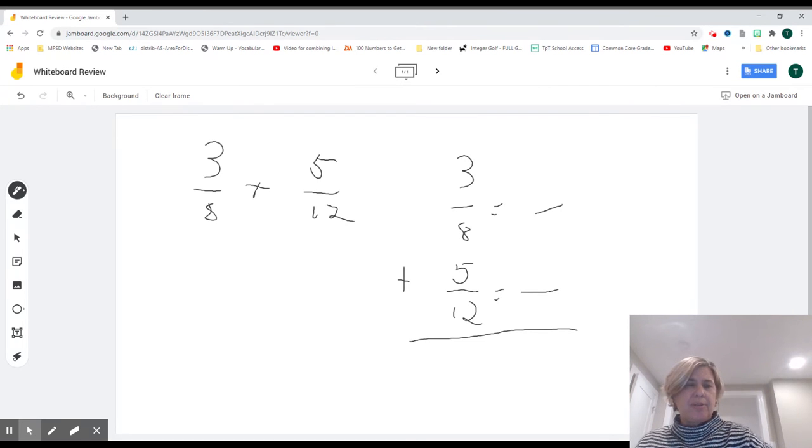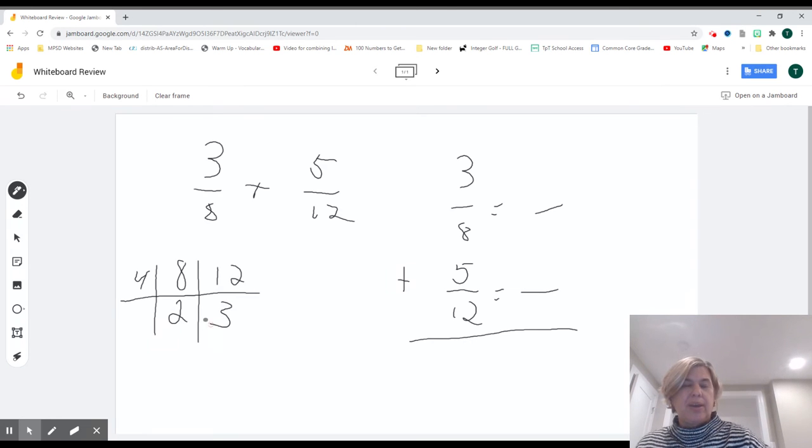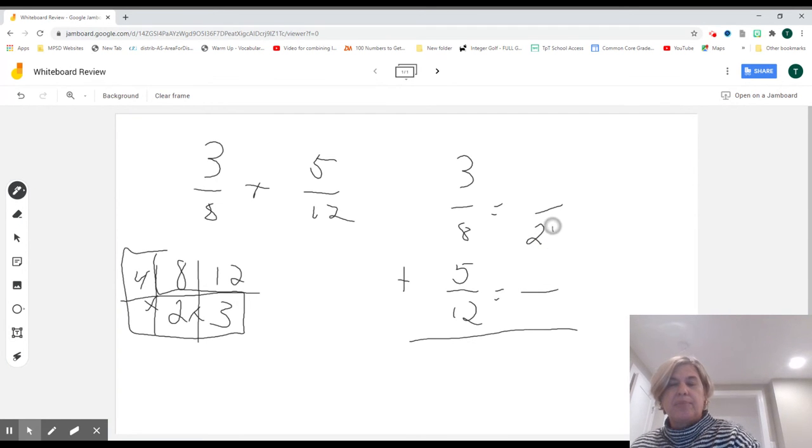So using my ladder method, if I have my numbers 8 and 12, I'm going to look and find my common factors of 8 and 12. So I see 4. So 8 divided by 4 is 2, and 12 divided by 4 is 3. So remember my least common multiple, I make my L, and I know that my least common multiple is 4 times 2, which is 8, times 3, which is 24. So I'm going to go ahead and write 24 as the denominator of my equivalent fractions.